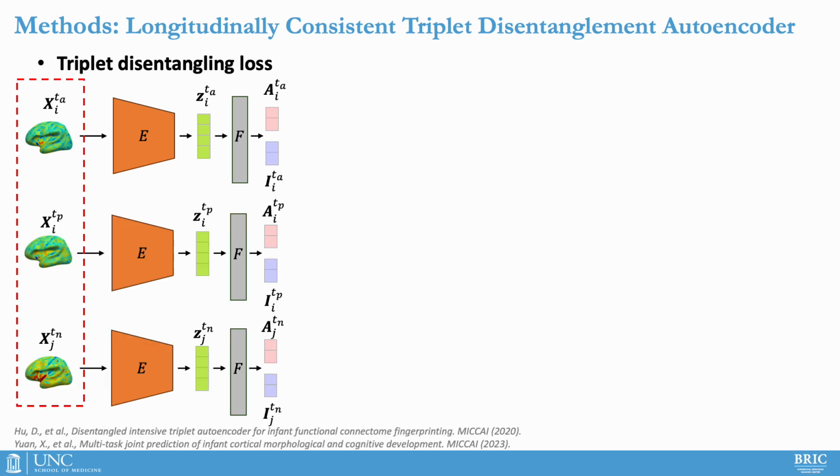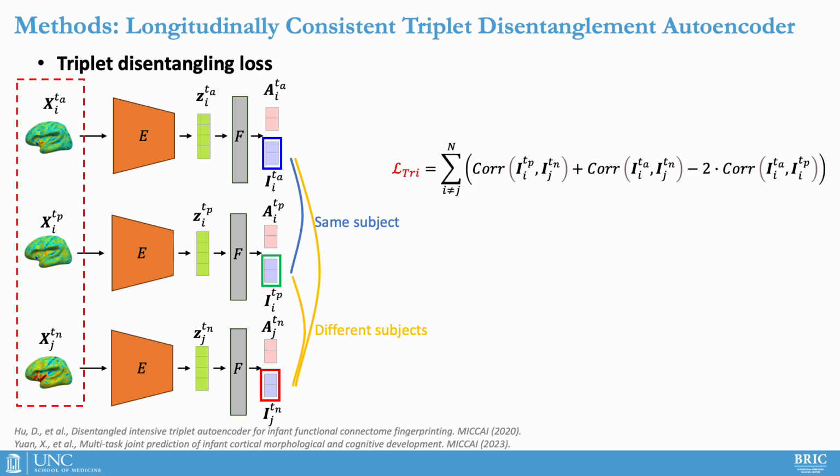Therefore, we formulate the training samples into triplet units, where the first two samples are from the same individual at different ages, and the last one is from another individual at any age. We suppose the identity-related features from a pair of the same individual should be identical, while the pair of different subjects should be dissimilar. Therefore, we apply the triplet loss to encourage the disentanglement of identity-related features. And then we use the cross-entropy loss to supervise the age-related feature disentanglement.